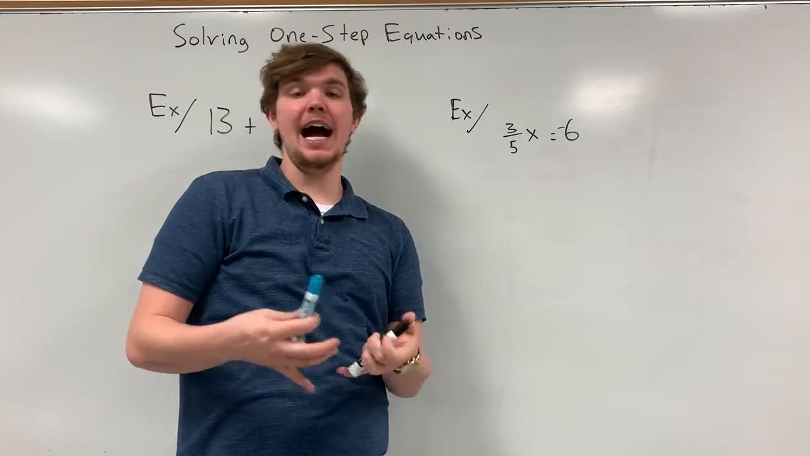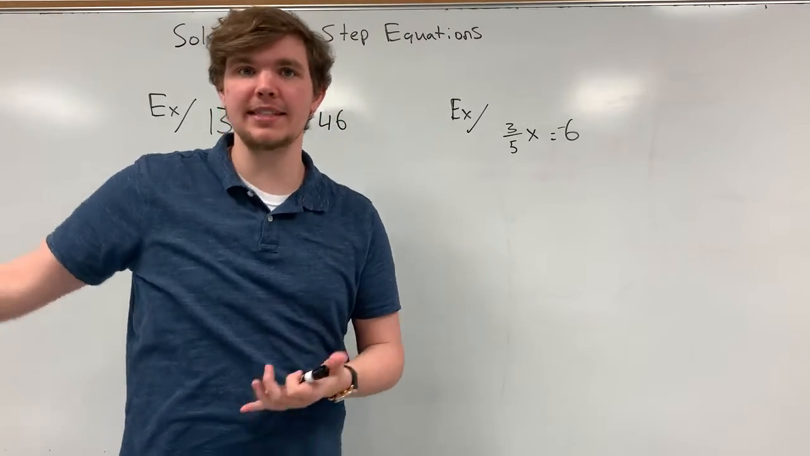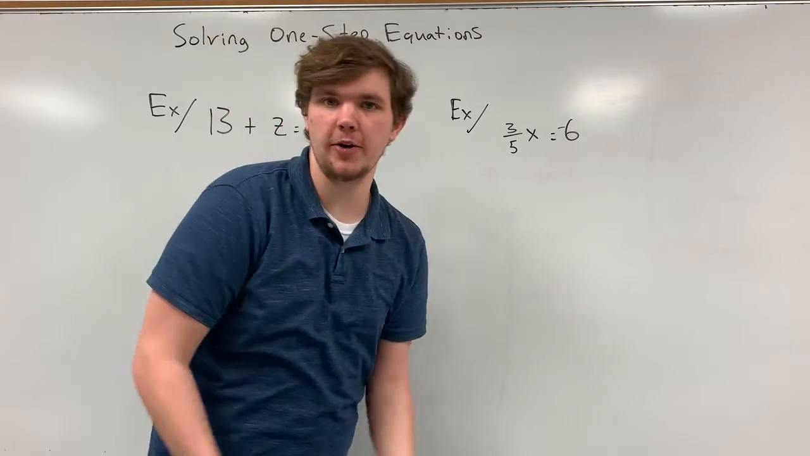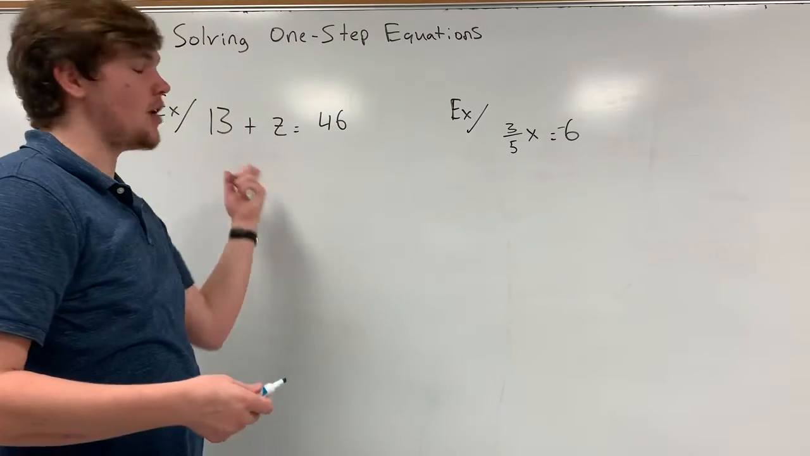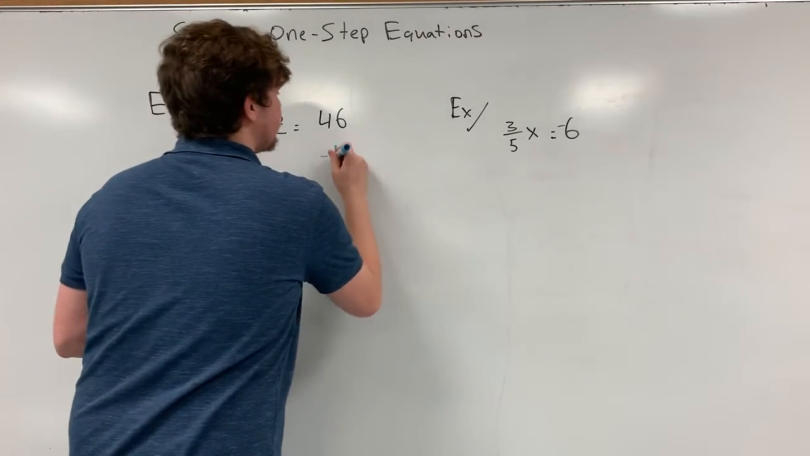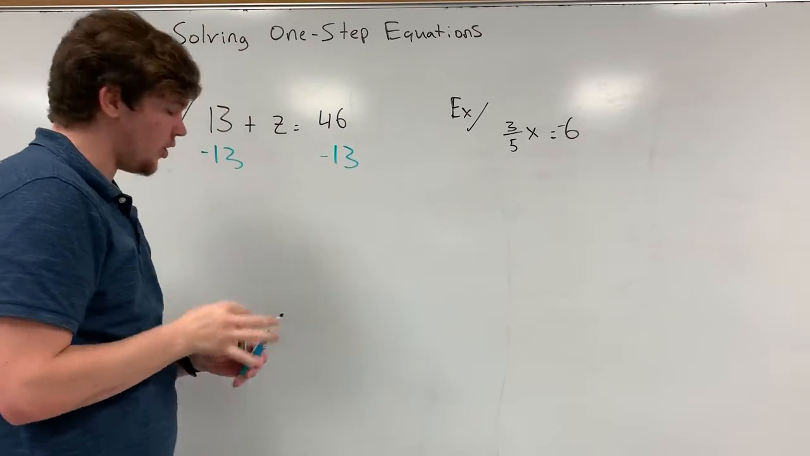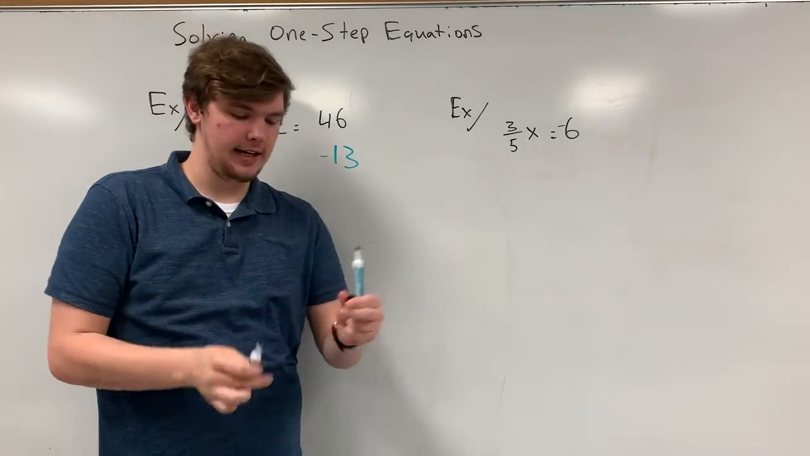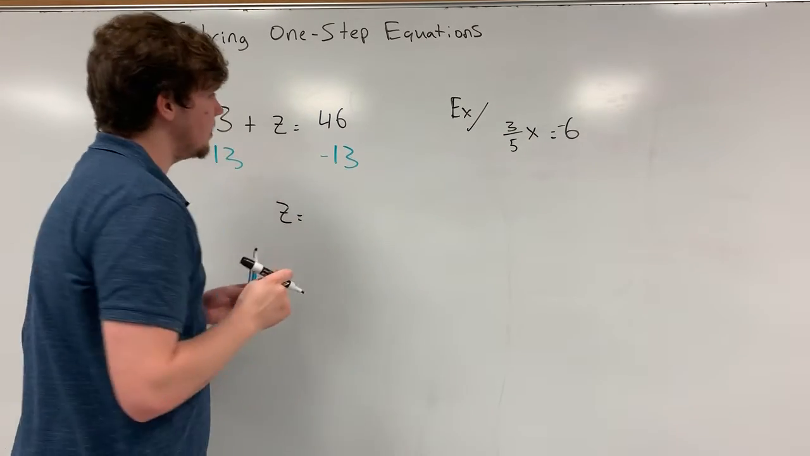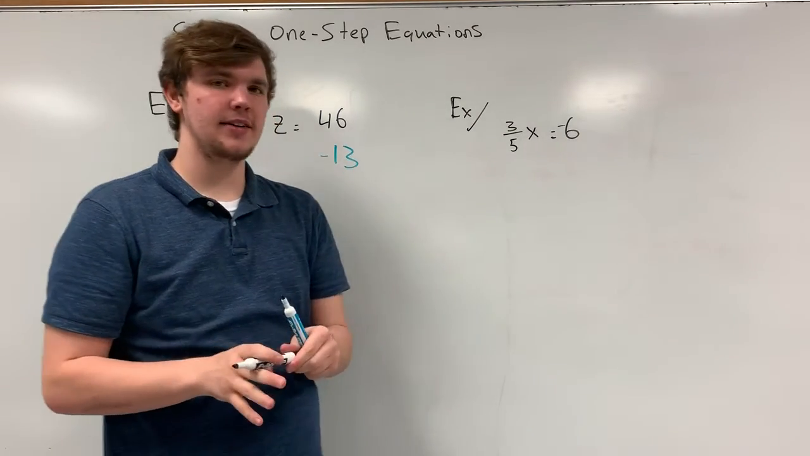How do I undo a positive 13? Well, what is the opposite of adding something? The opposite of addition is subtraction, okay? So I'm going to go ahead and subtract 13 from both sides. Minus 13. Okay? And so when I subtract 13 here, that leaves me with z equals 46 minus 13.